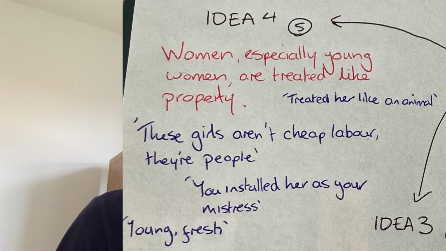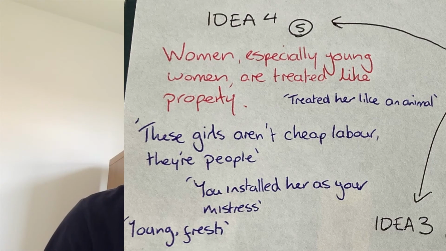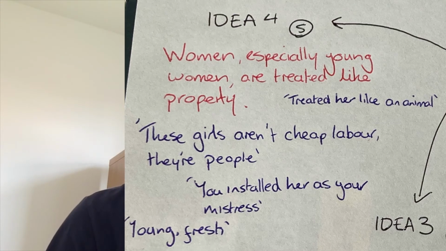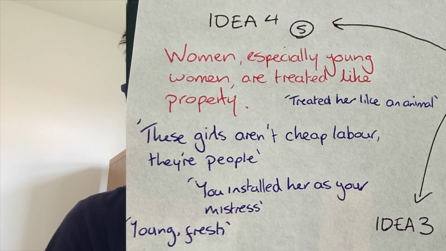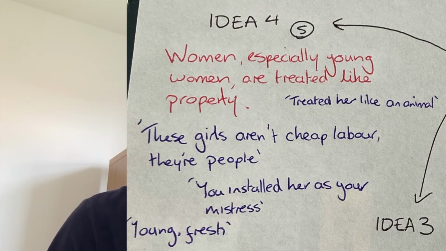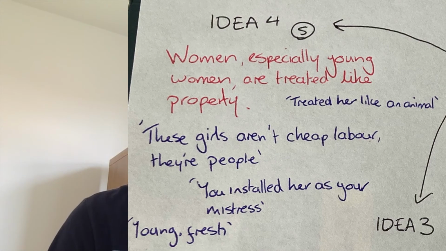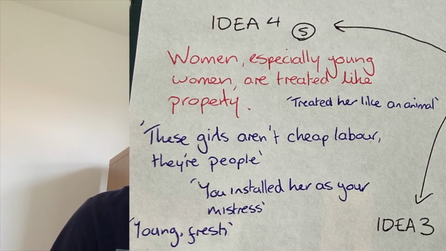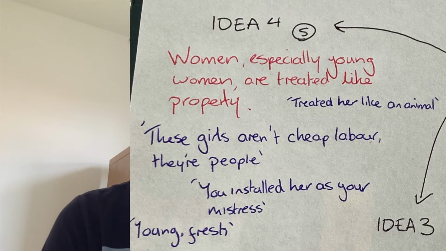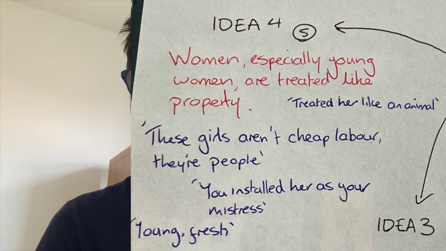We have the way that the male characters treat women as almost like property, almost like livestock, which is quite an interesting way of looking at it. So the inspector tells Eric that he treated Eva Smith like an animal, and Gerald describes her as young and fresh, almost like a piece of fruit or a piece of meat rather than a human being. The inspector tells Gerald that he installed her as his mistress, like a business transaction, if you like, rather than a romantic relationship.